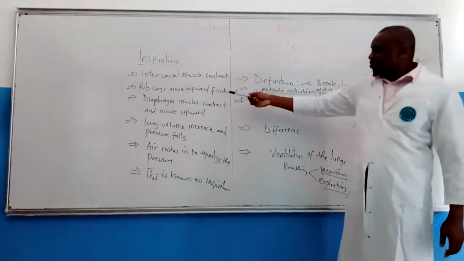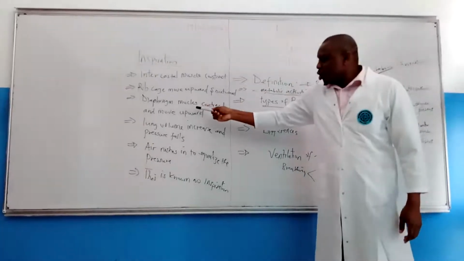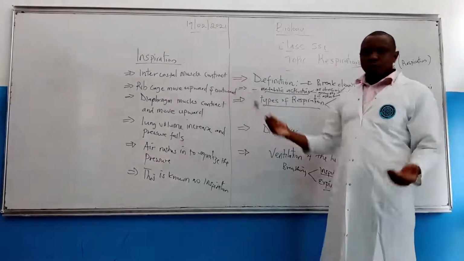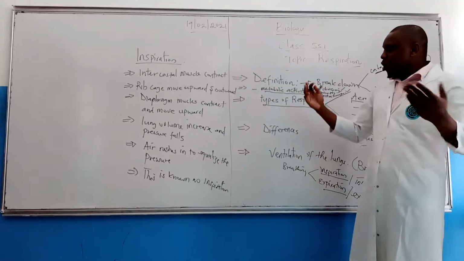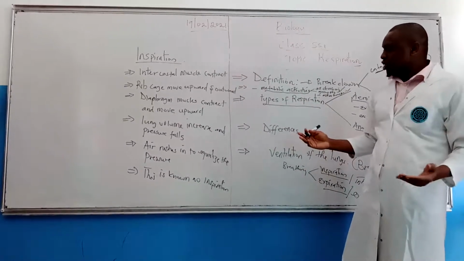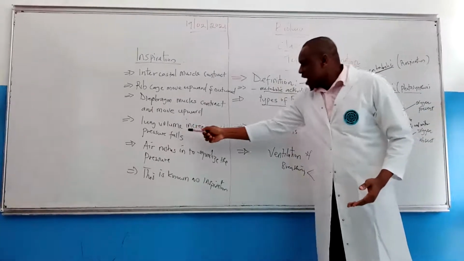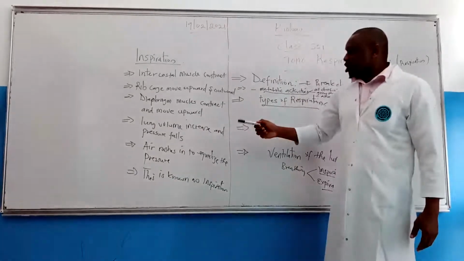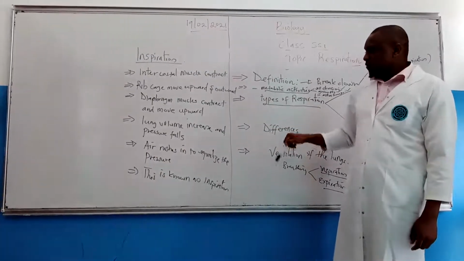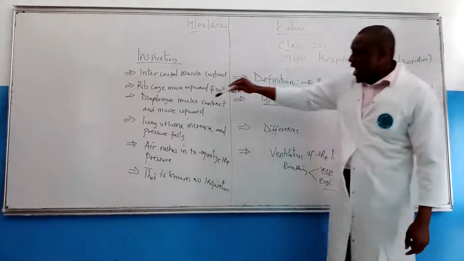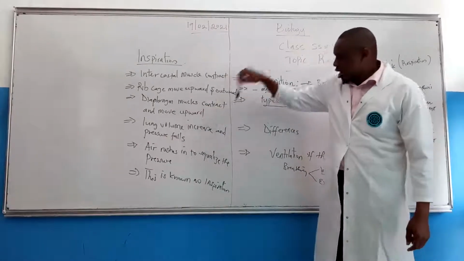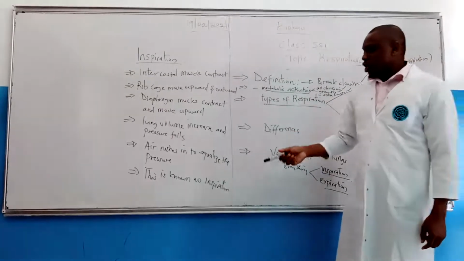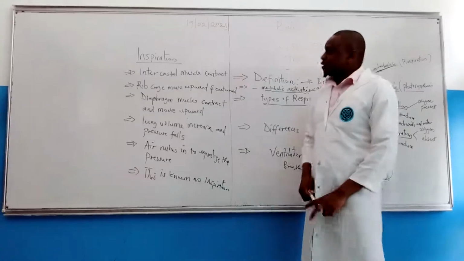If the rib cage moves upward and outward, the diaphragm muscle will contract and move the diaphragm upward too. Now, if the diaphragm moves upward, what happens to the volume of air in the chest cavity? The volume of air in the chest cavity will increase. And what happens? The pressure falls. If the pressure falls, what happens now? Air rushes into the lungs from the atmosphere to equalize the pressure. This is known as inspiration.